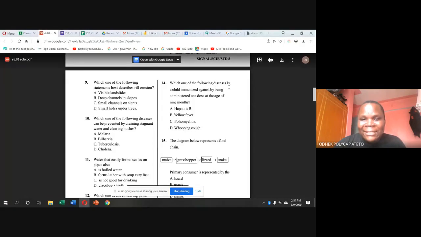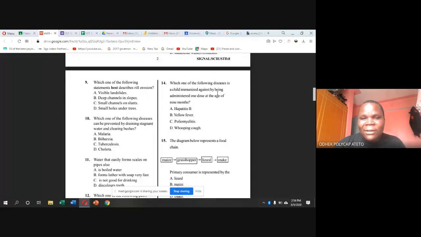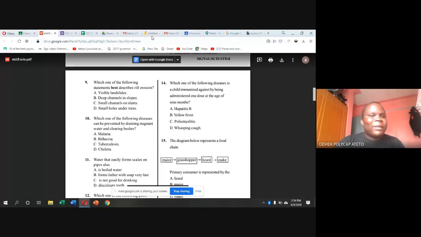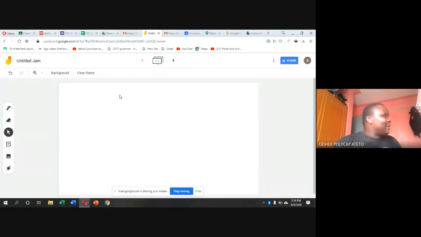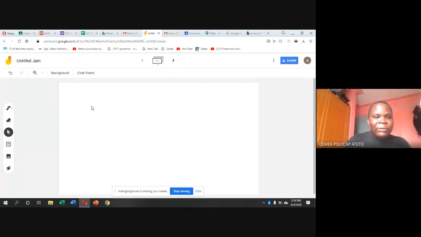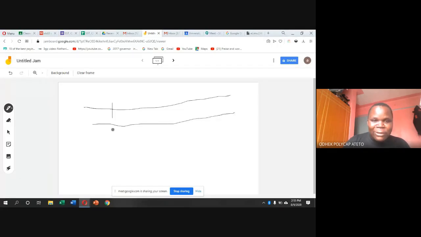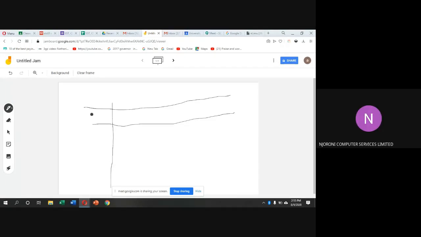Which of the following diseases is a child immunized against by administering one dose at the age of 9 months? This one is very, very easy. Make sure you know the immunization schedule. That is the first thing that you need to know, and this is always very easy. Make sure you know the old one and the new one. The new one, they only need to know time, but the old one, you need so many things. So let's see, this is disease.